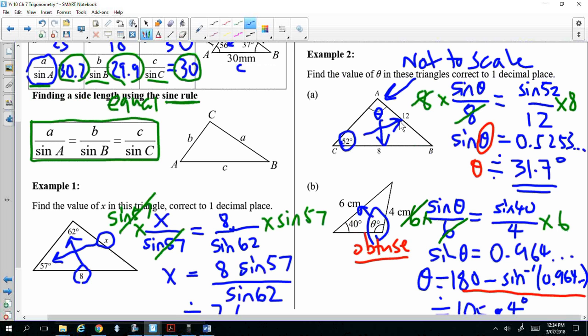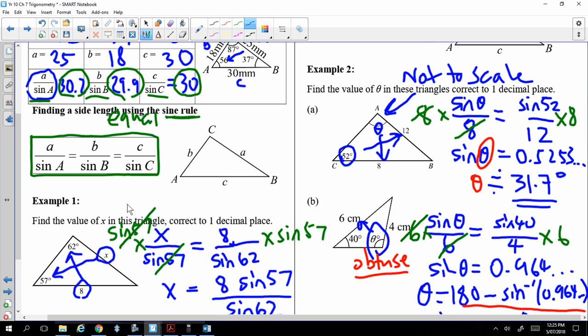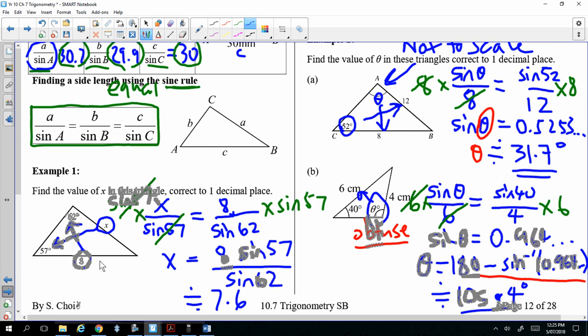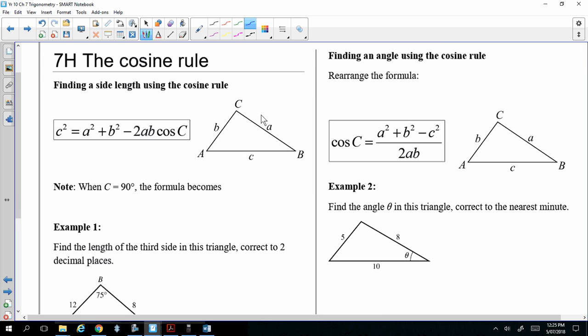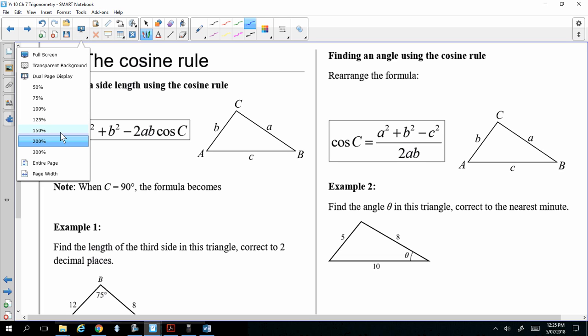Okay, good. Let's move on. We need to do another page because we need to do more work. We missed a few lessons already, so we need to go through this. Okay, cosine rule. So there's two rules you have to learn. Oh, sorry. Okay, we'll keep it obtuse.